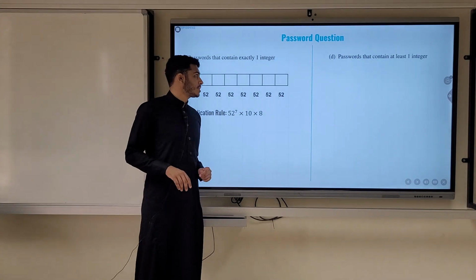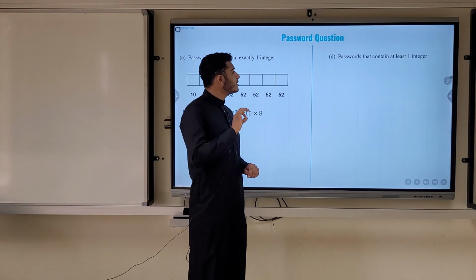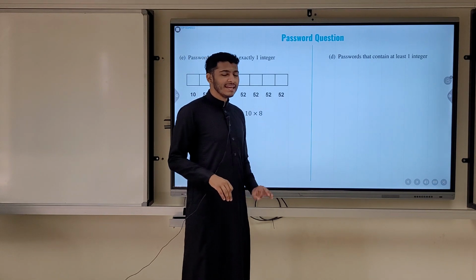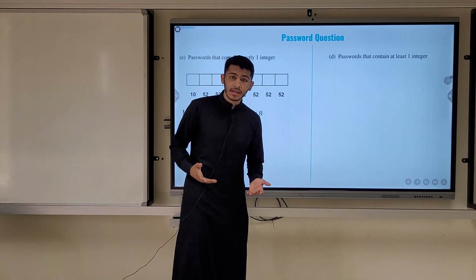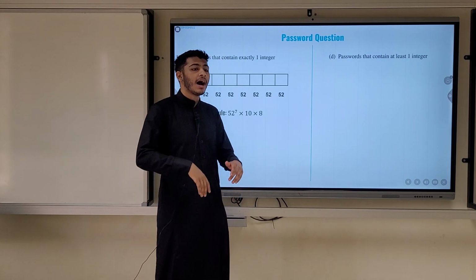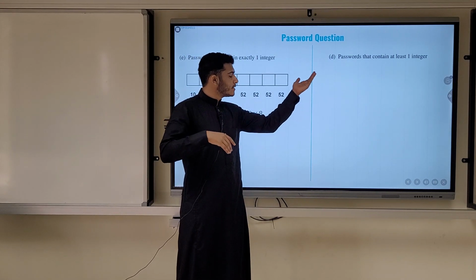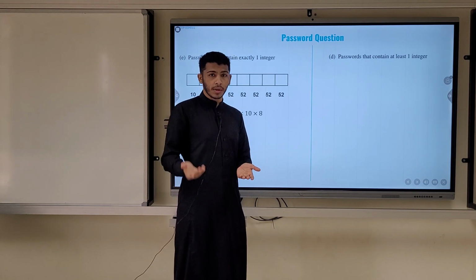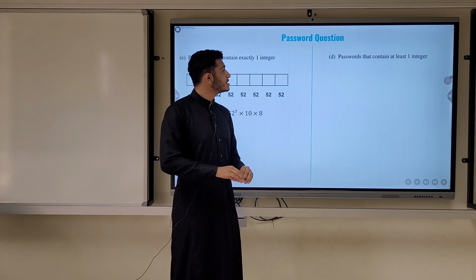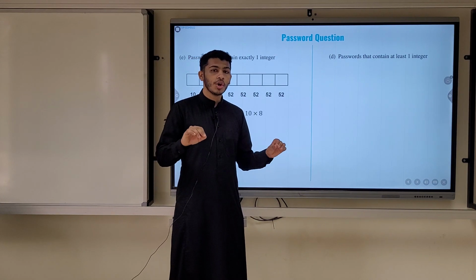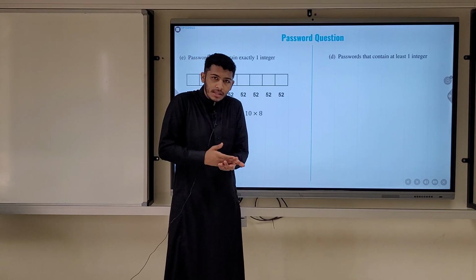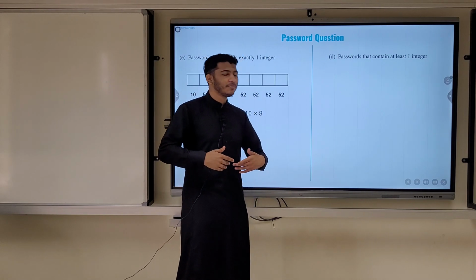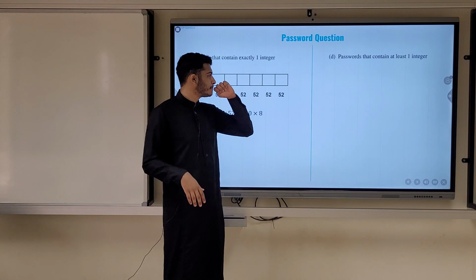Now let's solve the last question, where they want all the possible outcomes for passwords that contain at least one integer. We remember hearing the phrase "at least". If it tells us at least one integer, it wants either one or more than one integer in our passwords. So it wants the number of combinations we can use for having at least one integer, or more than one integer, maybe 2 integers, 3, 4, 5, up to 8, because we have 8 slots.